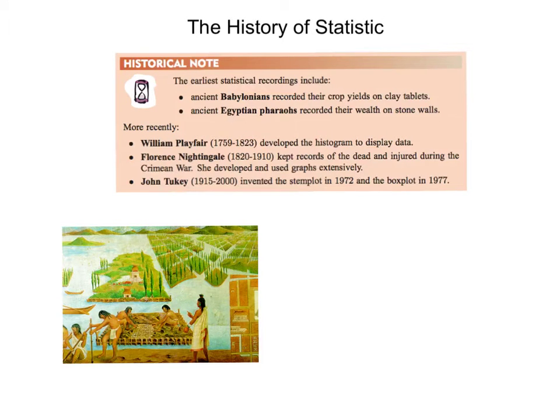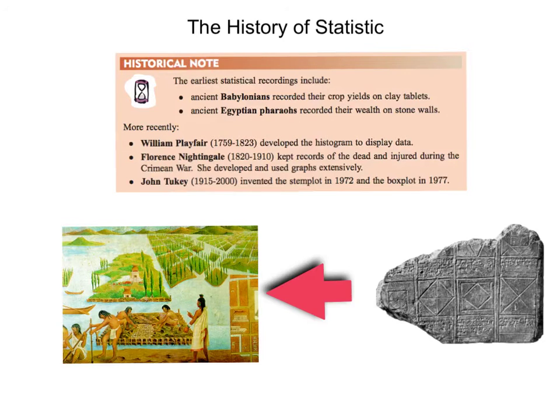So one of the first known uses of statistics was by the ancient Babylonians. That was about 2,000 years before Christ, or actually a little less than that. And the Babylonians used to make large crops. And the Babylonians used to record all the information, the data that they got from these crops on clay tablets, and some of those clay tablets have been found.